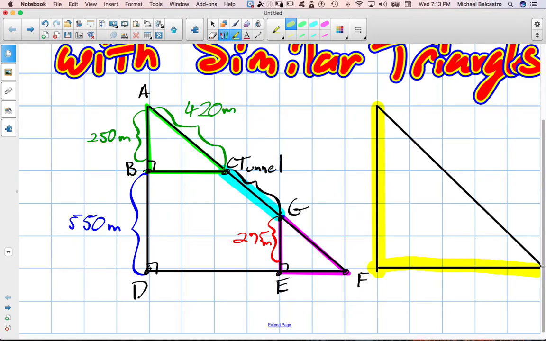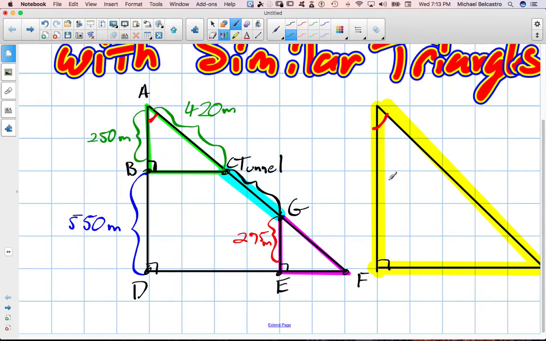I want to point out some things about this triangle so that we know they're similar triangles. This angle here is shared, so we'll call that angle A. It's shared by the bigger triangle and the smaller green triangle, therefore it's the same. Also, this green triangle has a right angle, and this one has a right angle.